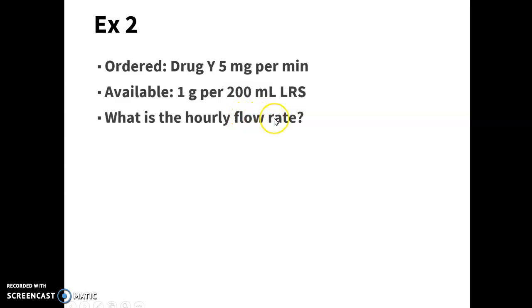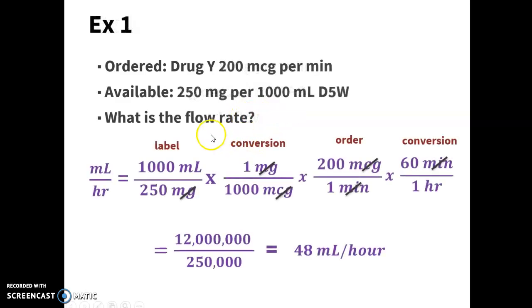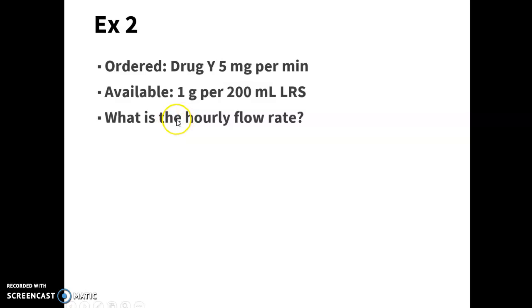The hourly flow rate. The last question, example 1, was asking what is the flow rate. And we decided it's not drops per minute. They didn't give us a drop factor, so it was going to have to be milliliters per hour. The hourly flow rate, that's asking the same thing. I mean, it wants to know how much they're getting in an hour. So, I mean, that's still milliliter per hour. There's no indication that we have to do drops per minute, no drop factor.